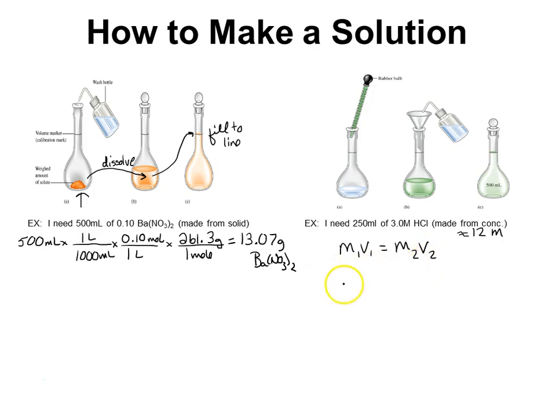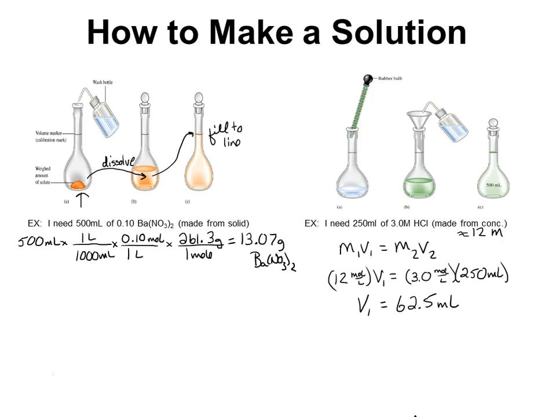So now we're going to plug in our numbers. Molarity 1, well, that's my concentrated stuff. Volume 1, I need to know how much of my concentrated stuff I need to measure out. When I'm done, I need my solution to be 3 molar, and I need 250 milliliters of it. Okay, go ahead and solve for V1, and I will need 62.5 milliliters. So what I'm going to do is measure out 62.5 milliliters of the concentrated acid and then dilute it up to, in this case, 250 milliliters.